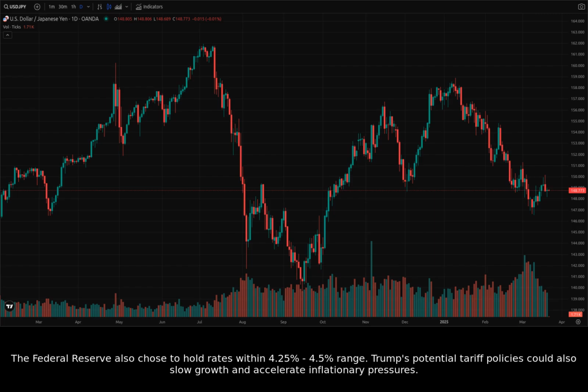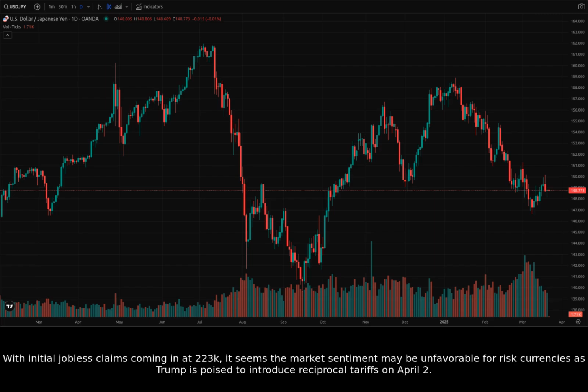The Federal Reserve also chose to hold rates within the 4.25% to 4.5% range. Trump's potential tariff policies could also slow growth and accelerate inflationary pressures. With initial jobless claims coming in at 223,000, it seems the market sentiment may be unfavorable for risk currencies as Trump is poised to introduce reciprocal tariffs on April 2nd.